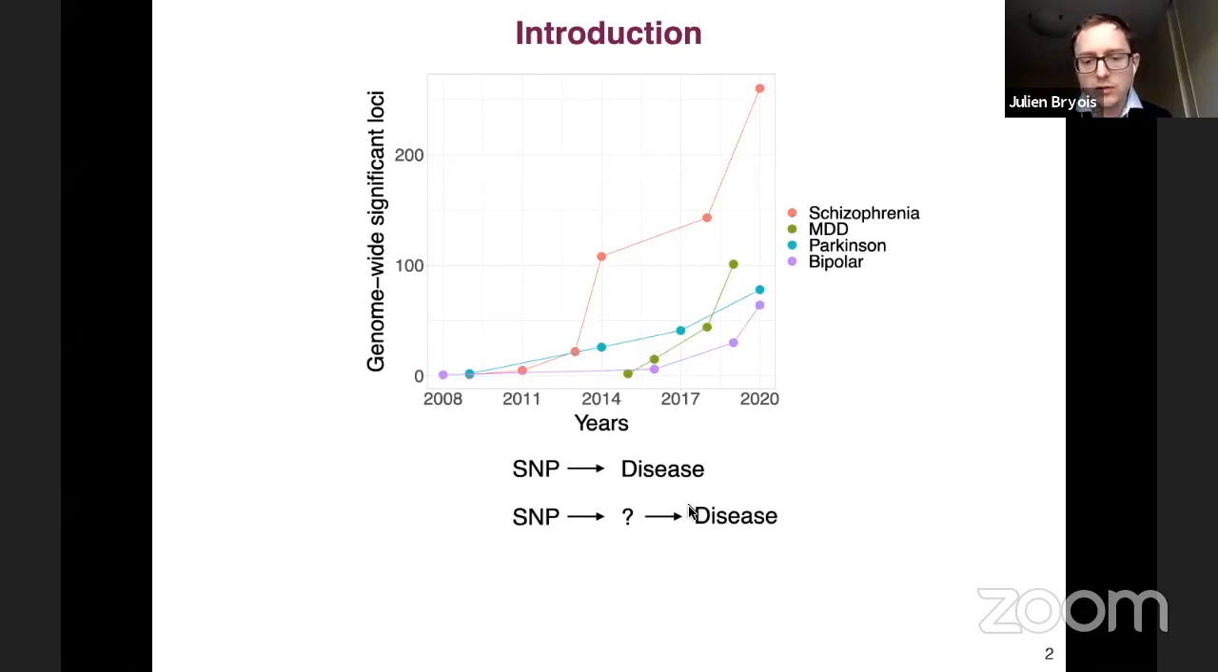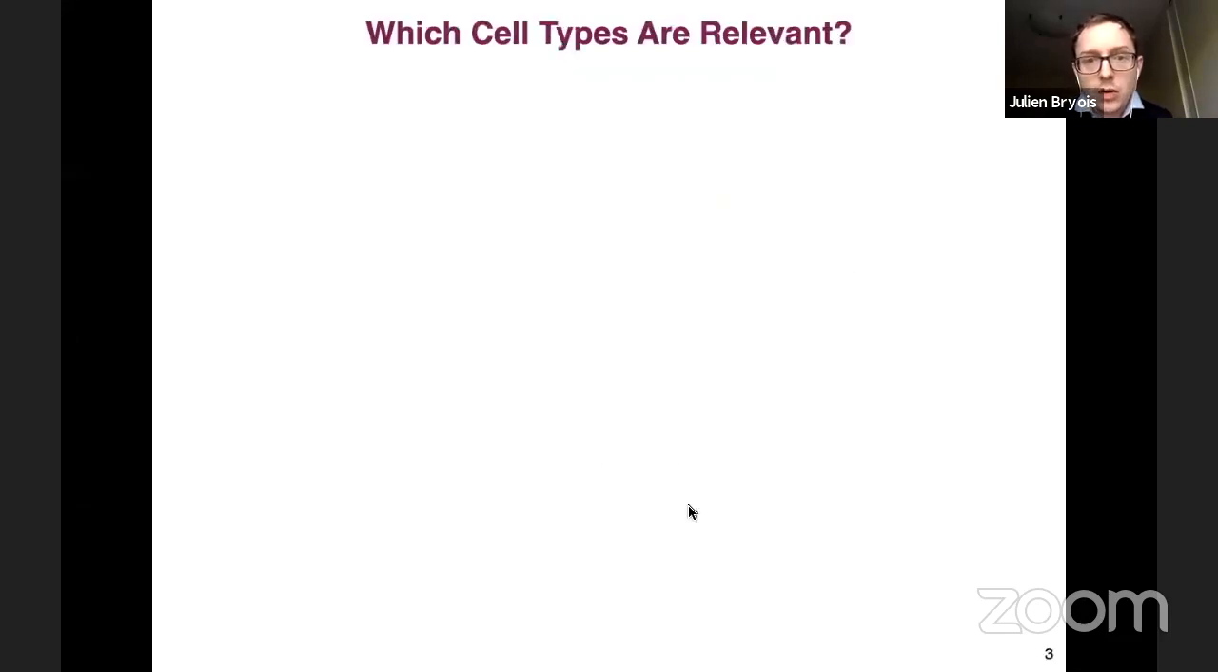This is challenging for multiple reasons. The first one is we often don't know which are the causal variants because of the correlation structure of the human genome. We often don't know what the risk genes are, because most associated variants are located in non-coding regions of the genome. And we don't know in which cell type those loci are active. This is probably key, in my opinion, to develop functional genomic assays in the right relevant cellular context. So the question was, which cell types are relevant?